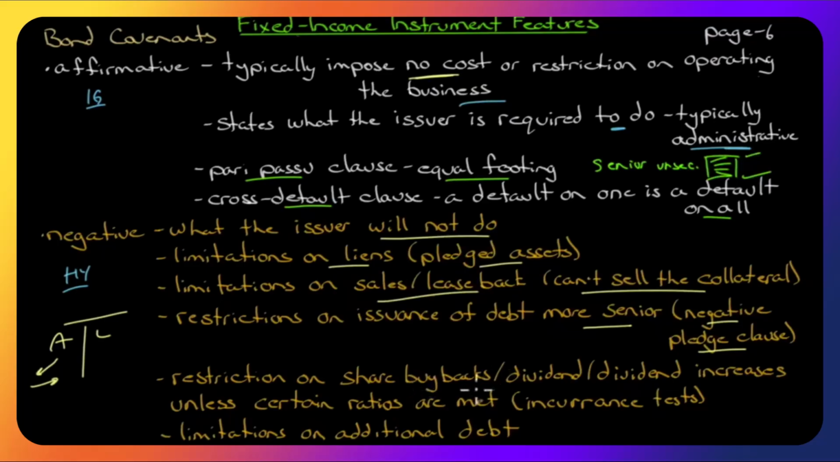Restrictions on share buybacks, dividends, or dividend increases, unless certain ratios are met. This is called an incurrence test. And limitations on additional debt. Notice it's different from the one up here. This is restrictions on debt more senior. So this clause will allow the issuance of debt more junior. This clause here says, hey, listen, we'll lend you money, but you can't go out and borrow any more money.